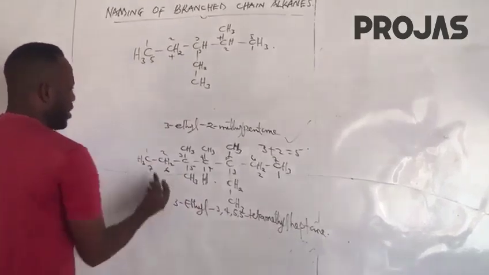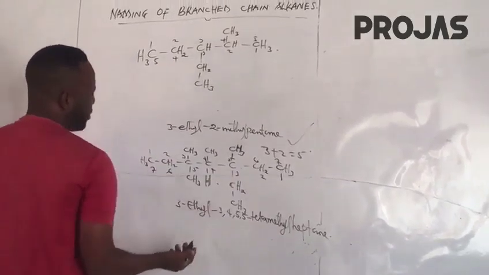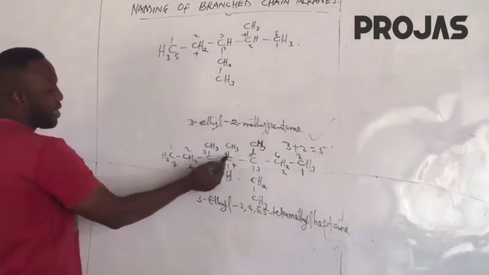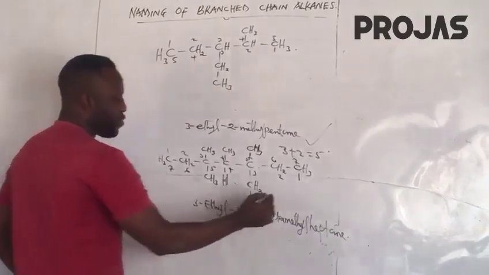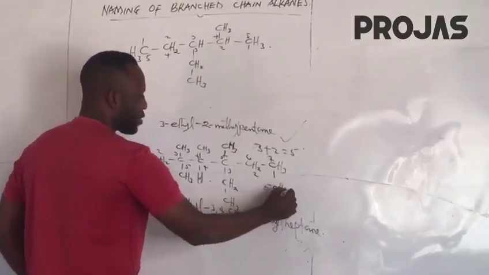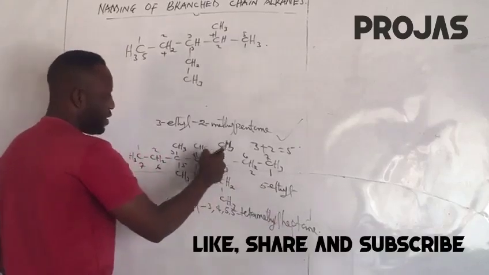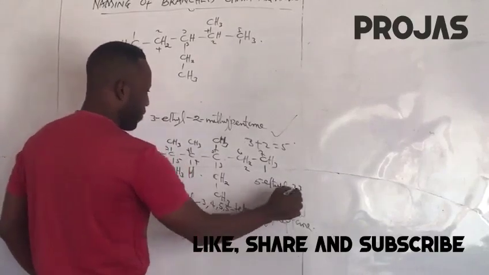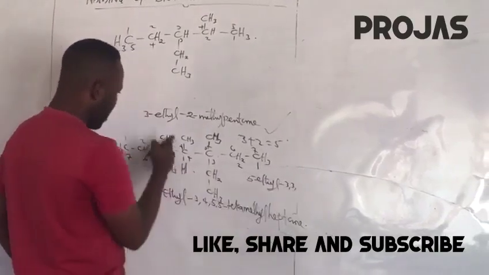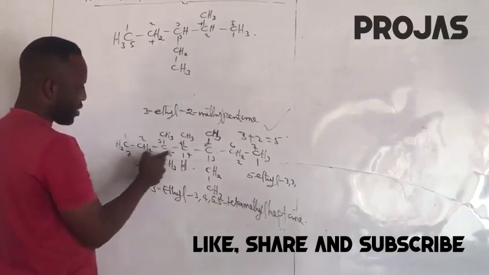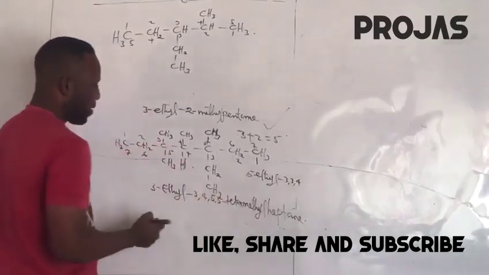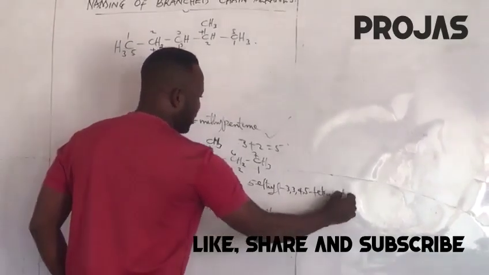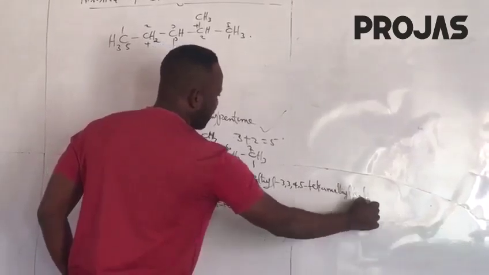Now, but let us see. Let us start from this side. Maybe we'll be right. We don't know. Let us see. Here is carbon 1, carbon 2, carbon 3, carbon 4, carbon 5. So it means we have 5-ethyl. Then we have what here? 3, 3. Another comma, because these 2 are on 3, 3 in that case. Then we have 4. Then we now have 5, tetramethyl heptane.